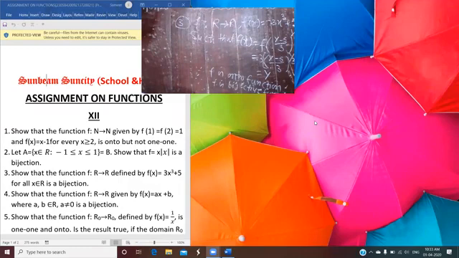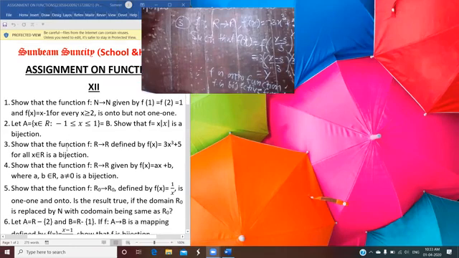Question number 5: the function f from R0 to R0 defined by f(x) = 1/x is one-one and onto. Then the next part: is the result true if the domain R0 is replaced by N, with the codomain being the same as R0?